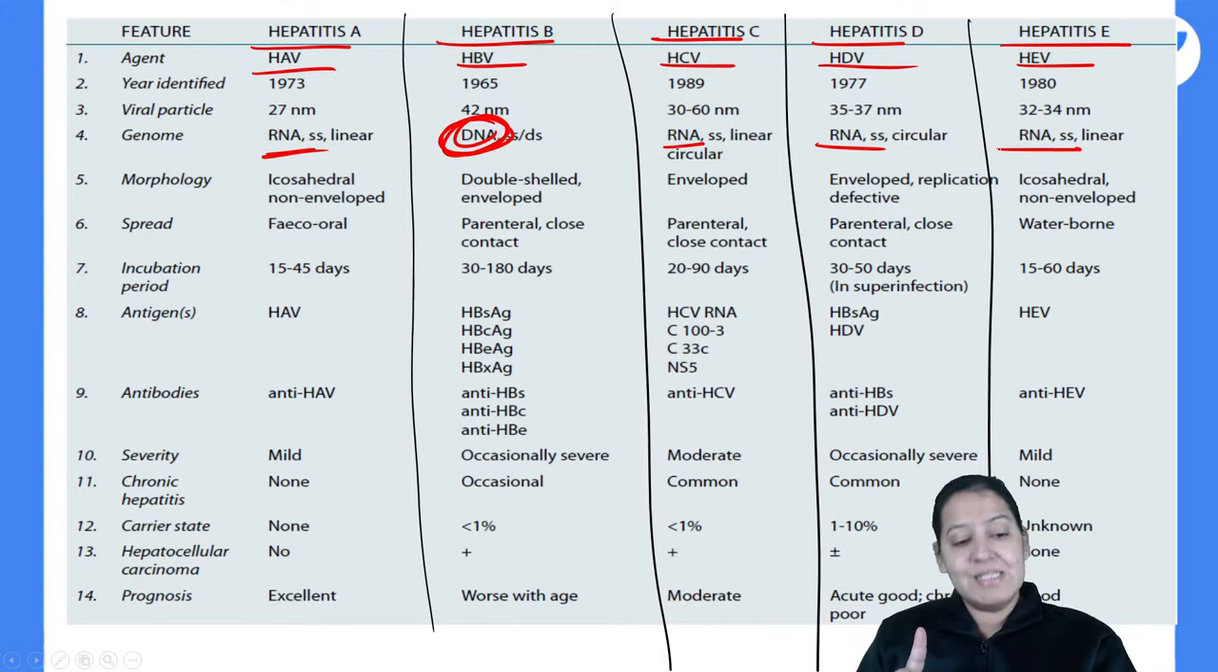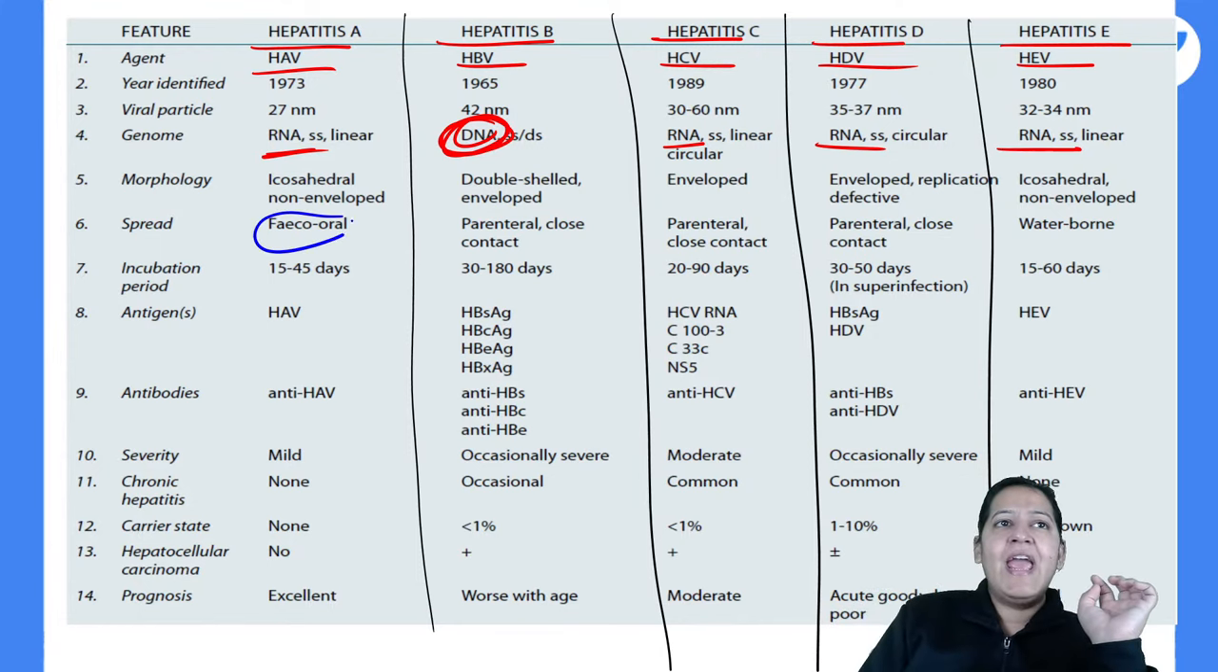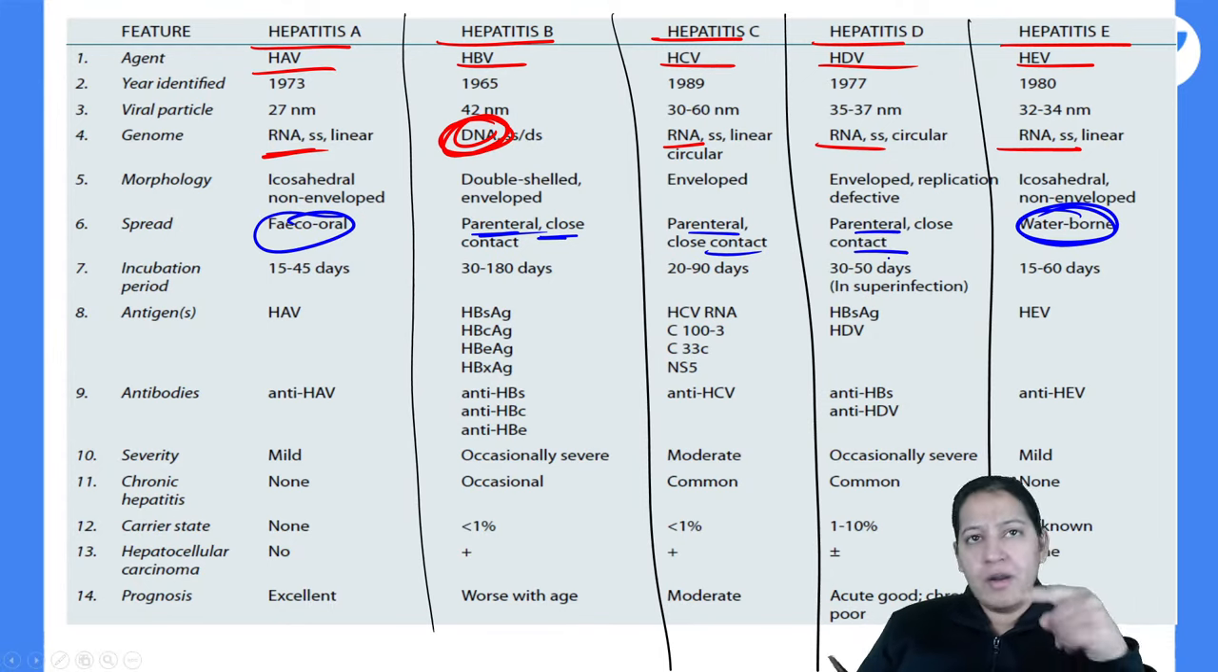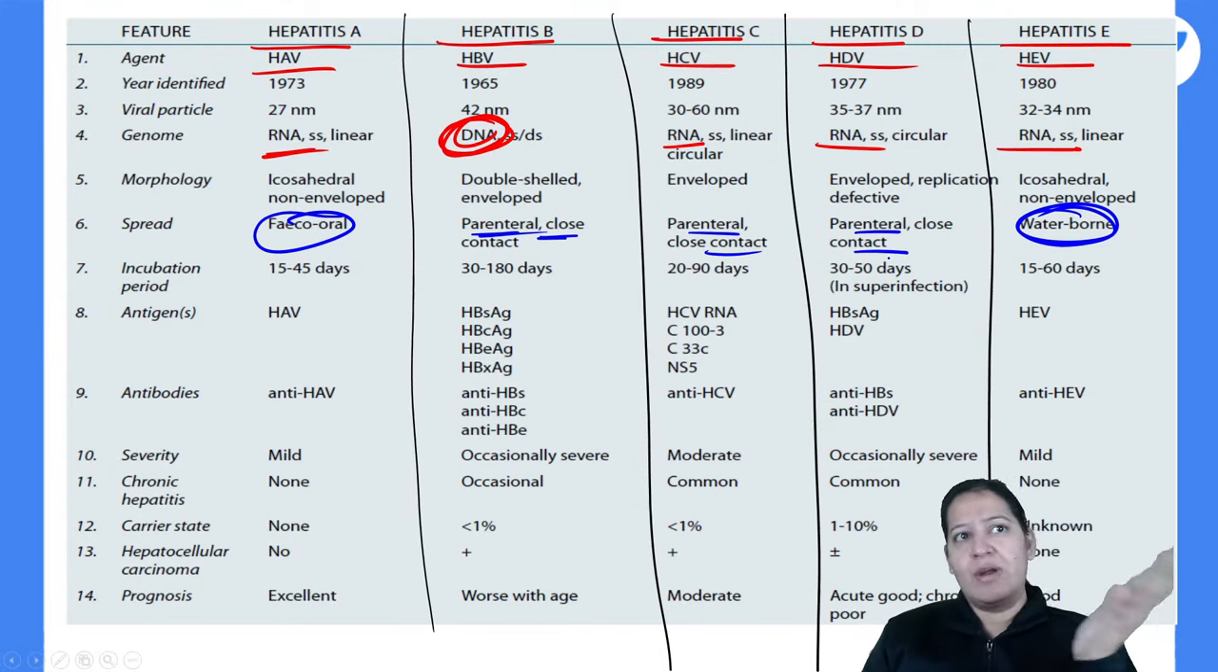A lot of questions come on this. What else you have to learn? Their families, I will tell you about the family of each later. What else you have to learn is the route. A and E spread by the fecal-oral route. And B, C, D spread by close contact, meaning sexual route or parenteral. Sexual, parenteral. And here vertical is not written, it is transplacental. You can write that also.